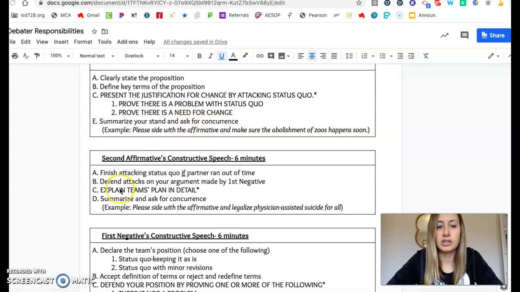So at the end of each job, each person is going to have to end with asking the audience to side with them. So for example, please side with the affirmative and make sure the abolishment of zoos happens soon. You're just going to say, here's my statement, here's what we want, please side with us, pretty much.